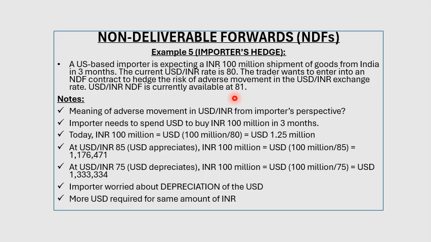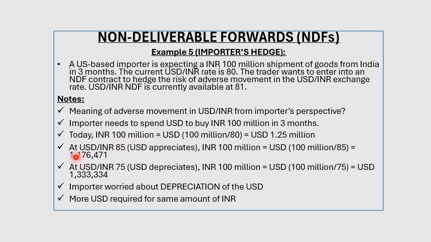Let us consider a few things about this scenario. First, what is the meaning of adverse movement in USD INR from the importer's perspective? Well, the importer will need to spend USD to buy INR to make the INR 100 million payment in 3 months. If he buys INR today, he will need to spend USD 100 million divided by 80, which is USD 1.25 million, to buy INR 100 million.